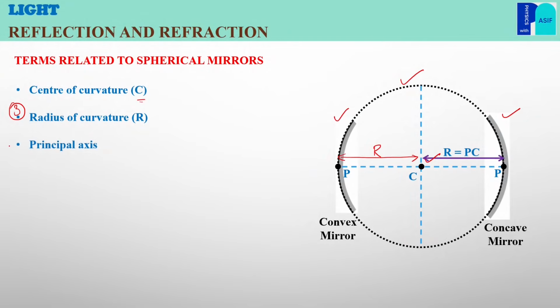The next term, the fourth term, is the principal axis. The principal axis is the line passing through the pole of the mirror and the center of curvature.